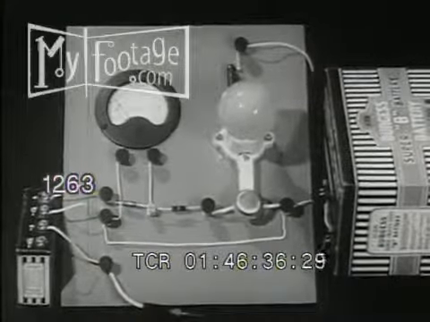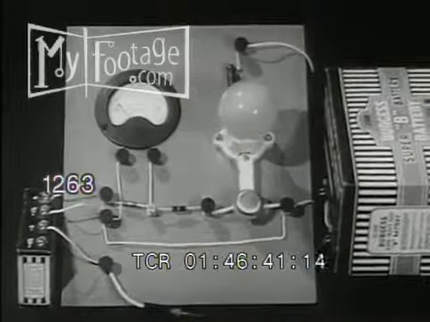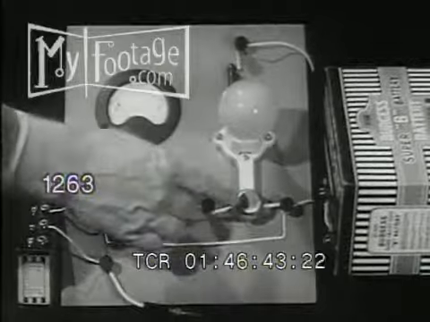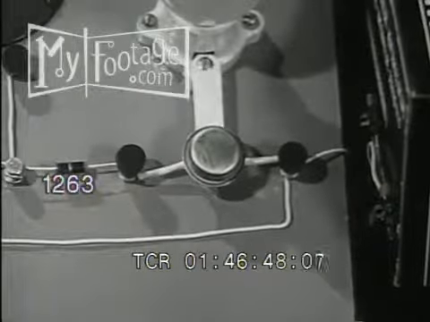This is a transistor switching circuit. It's quite different from any vacuum tube switching circuit. The transistor itself acts as the switch.